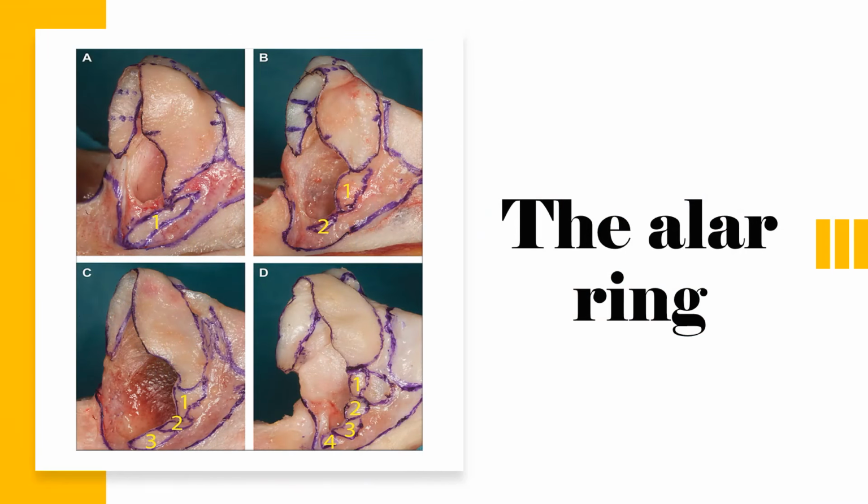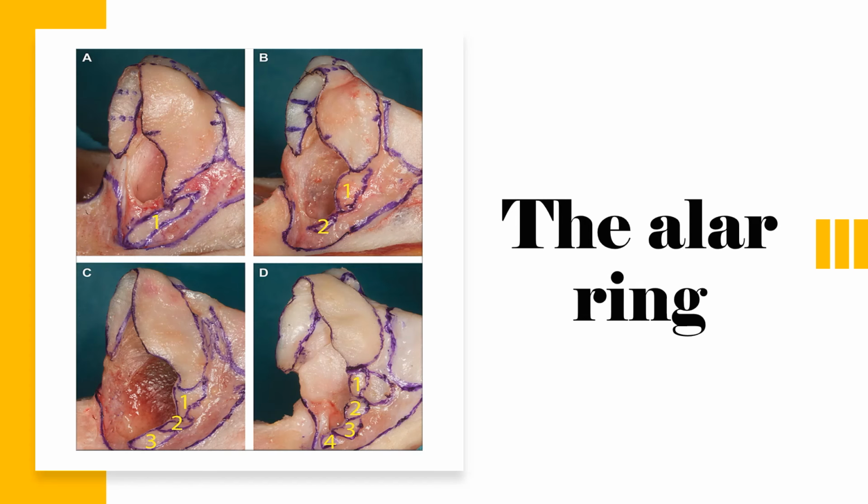The alar ring is defined as the entire alar cartilage and its continuation with the accessory cartilage chain. The ring begins at the footplates of the medial crura, passes through the entire length of the alar cartilage, and continues in the accessory cartilage chain toward the anterior nasal spine.